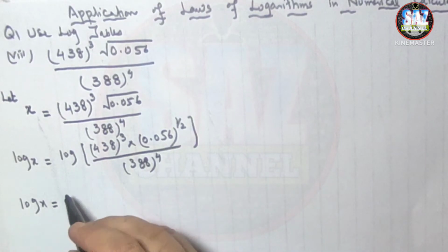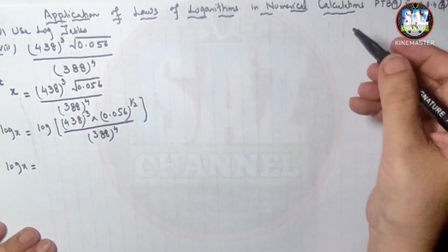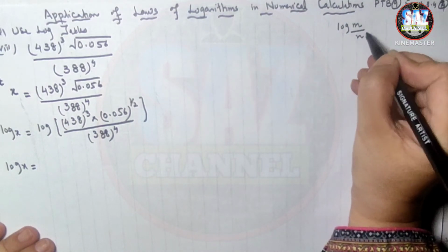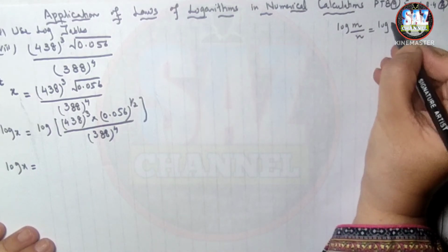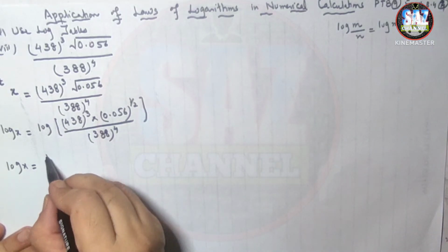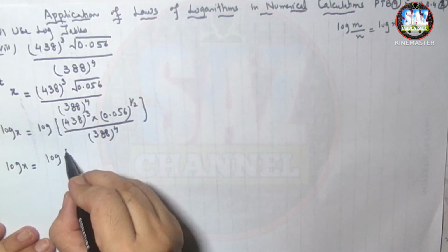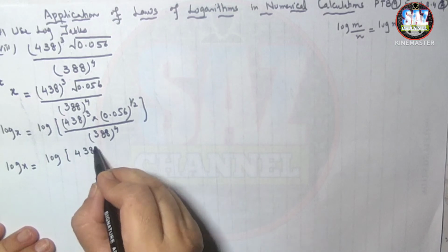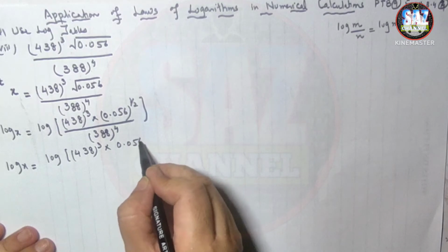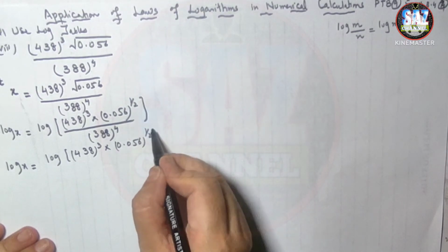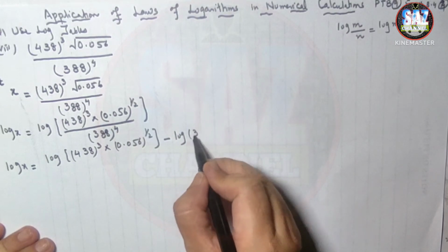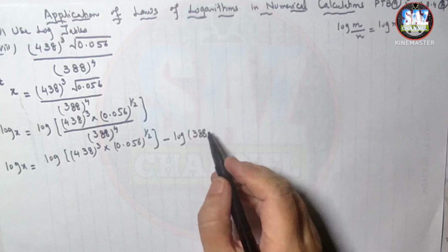So first of all, I am going to apply the division law of logarithms, that log of m over n will be equal to log of m minus log of n. So according to this law, the question will take the form log of 438 raised to power of 3 multiplied by 0.056 raised to power of 1 by 2, minus log of 388 raised to power of 4.